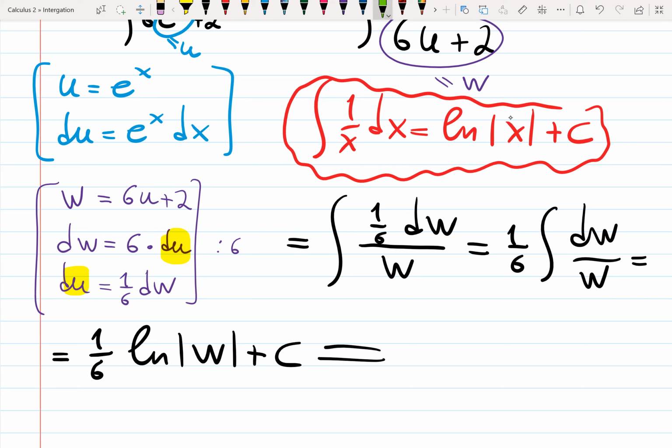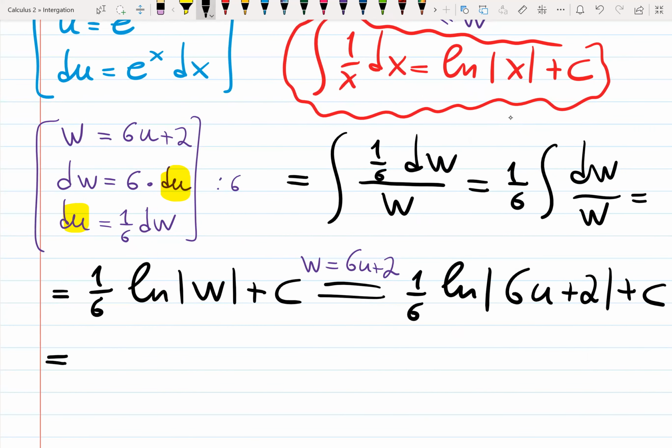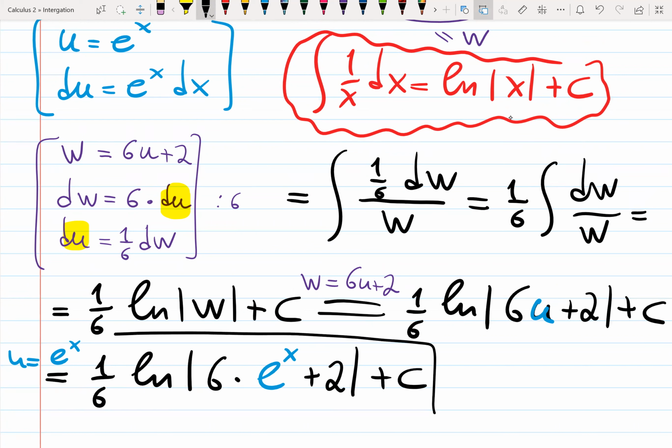So I'm going to go back in this color, purple. W is actually 6u plus 2. You're like, oh, okay. So 1/6 ln absolute value 6u plus 2 plus c. People are like, well, we don't know what u is. The integral started with x. Why do you have so many new letters? You're like, yeah, that's true. It was just an intermediate calculation. So what is your u? U was in blue. U is, I'm going up, e to the x. So the answer is 1/6 ln absolute value 6 times, we put it in blue, e to the x plus 2 plus c. That is the final answer, like so.